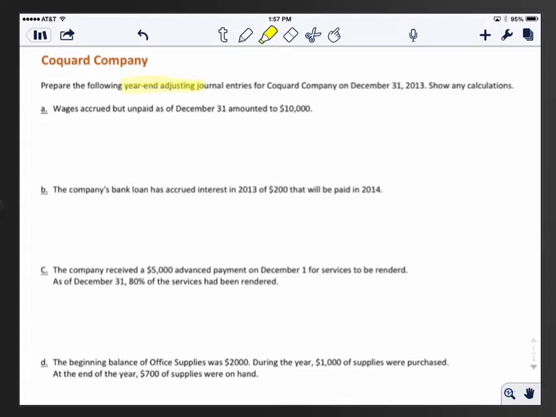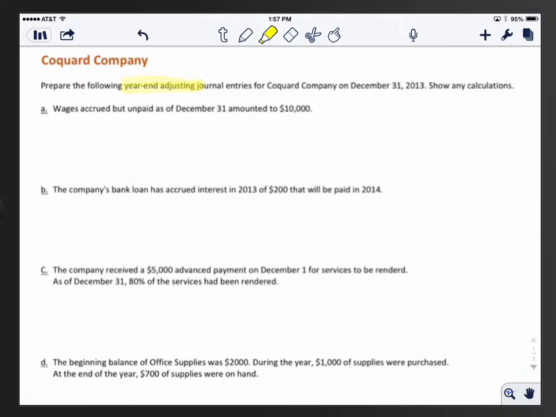Why do we need to make adjusting journal entries? We need to make adjusting journal entries because some events have happened that haven't yet been recorded. So, for example, we have incurred interest costs, and we need to recognize that expense. Even though we're not going to pay it until after the beginning of the year, we've already incurred it in this year. So that expense needs to be matched into this year.